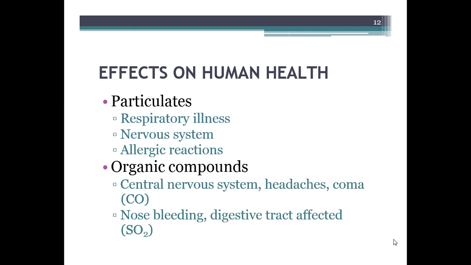Swollen eyes, itchy eyes, all of these things can result. Then we have the organic compounds, which can result from some of the primary pollutants, both natural and human induced. And some of these organic compounds, similarly, can also affect your central nervous system. It can cause headaches, cause you to go into a coma, etc. An example of that would be carbon monoxide.